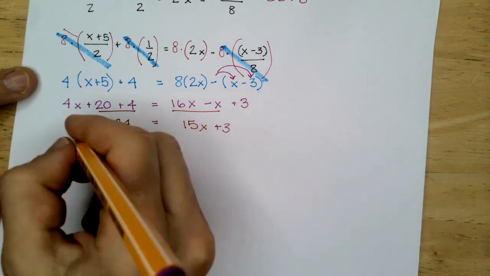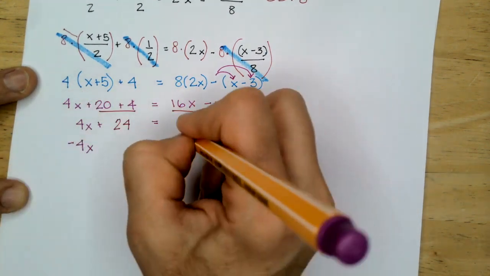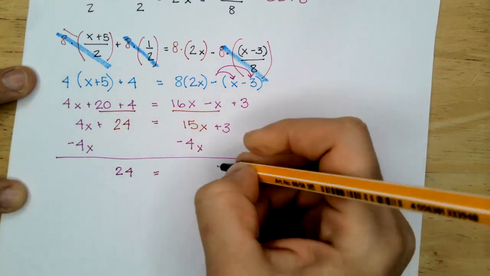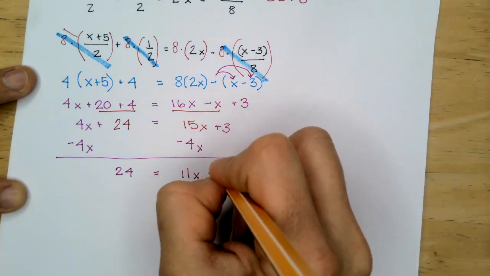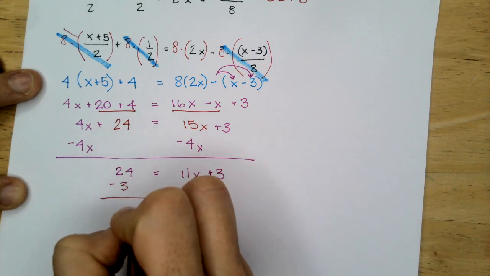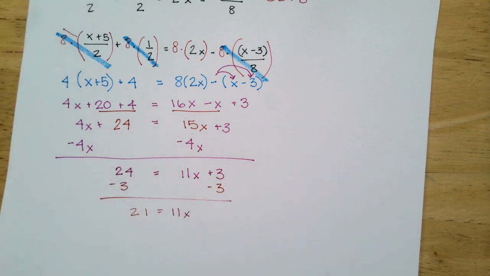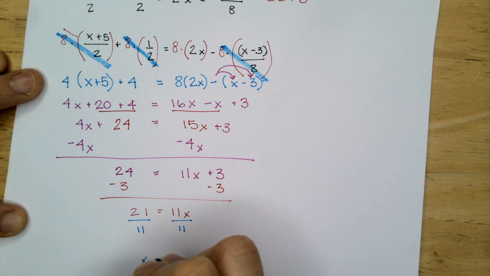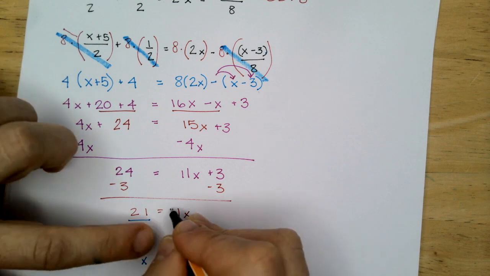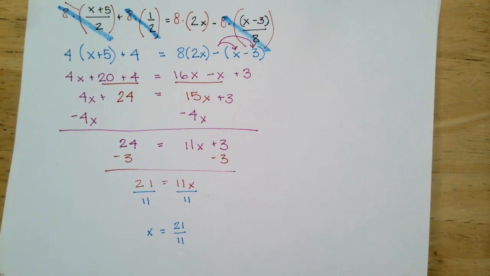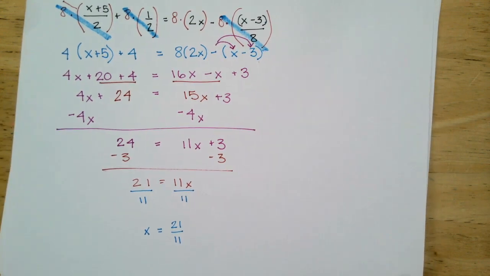Good. The 15x is bigger than the 4x, so I'm going to move the 4x. I get a 24 over here. 11x plus 3, move the 3. And I get 21 is 11x, divided by 11. Final answer is that x is 21/11. And I know I switched their sides, but you don't need to change anything if you're just switching the sides, as long as it's an equal sign and not an inequality sign.